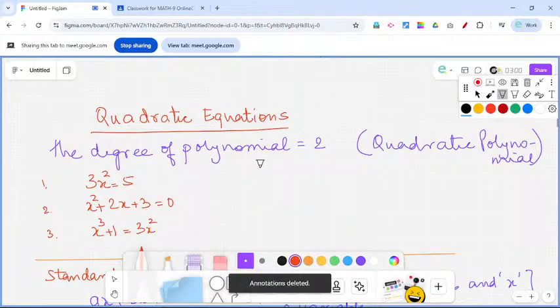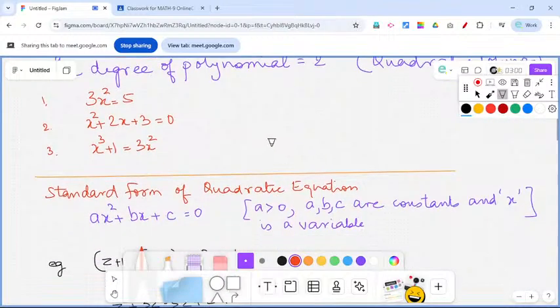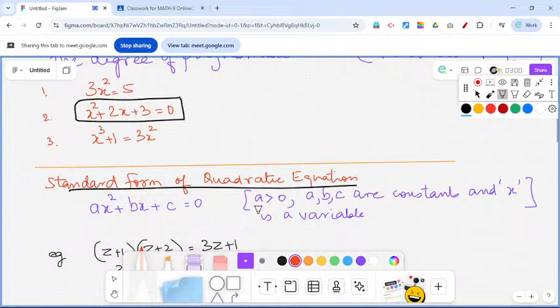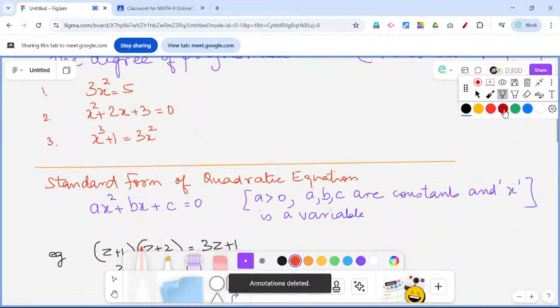So this was about quadratic equation. Now let us see the standard form of quadratic equation. Suppose this is a quadratic equation, we can write a standard form of quadratic equation. What is the standard form of quadratic equation? It is ax square plus bx plus c.